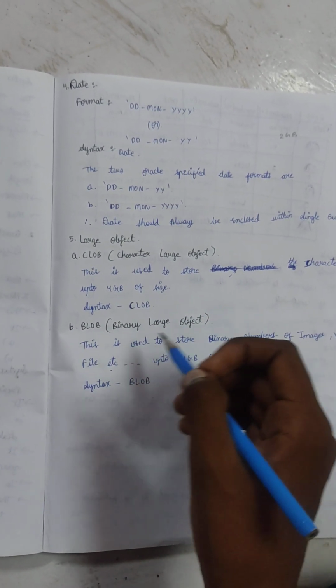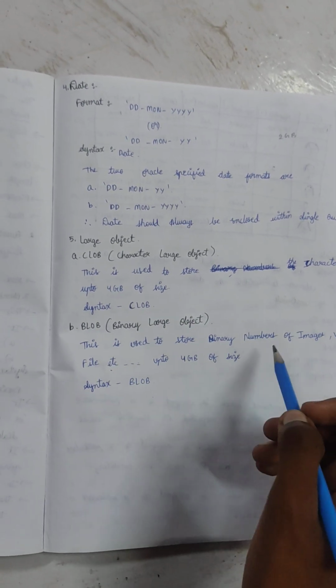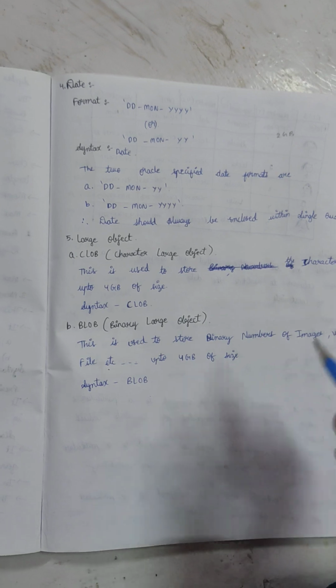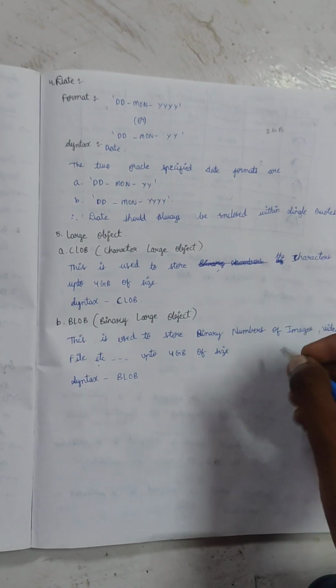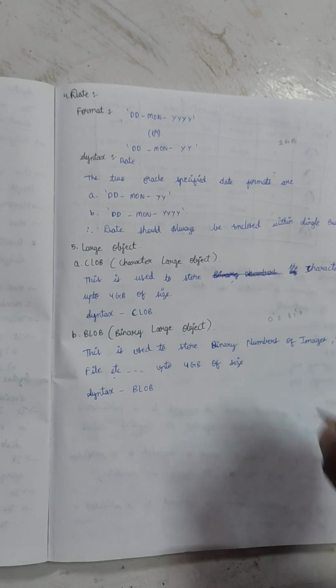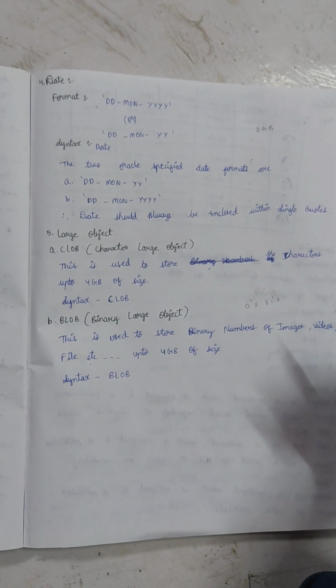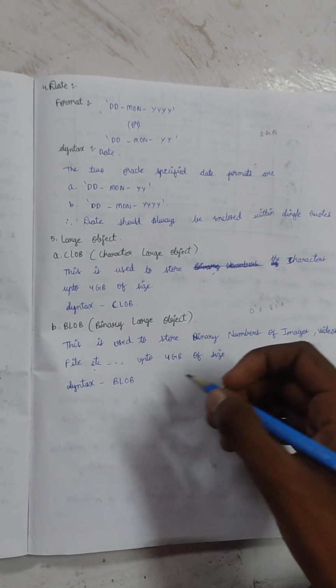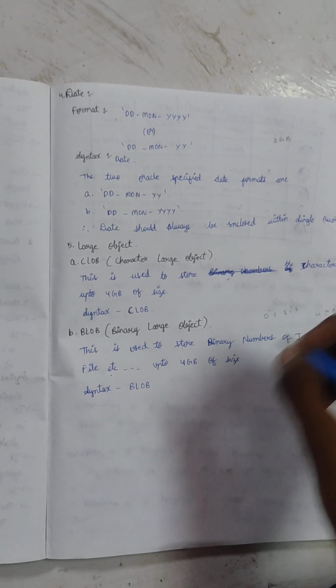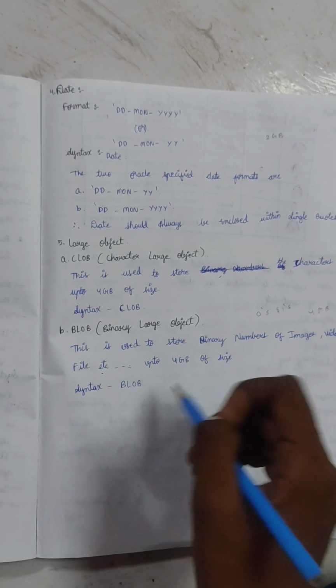Binary large object is used to store binary data such as images, videos, files, etc., up to 4 GB of size. Binary means zeros and ones, so we can store images, videos and other files, and it is supported up to 4 GB of size. The syntax for BLOB is BLOB.